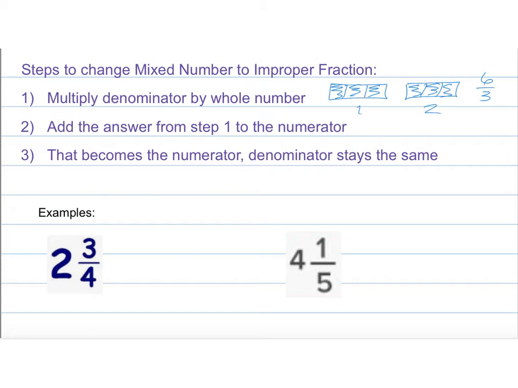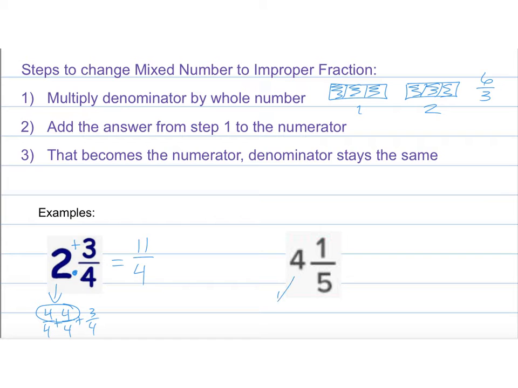Notice I really have 2 wholes. Then you add the answer from the step to the numerator, and that becomes the numerator. Denominator stays the same. So I'll show you here in the examples. This 2 represents 2 4 out of 4s, right? 2 wholes. That's why instead of repeatedly adding 4 plus 4 is 8, you can really just do 4 times 2, which is 8, plus that additional 3/4 that we would have had. And that means that we have a total of 11/4.